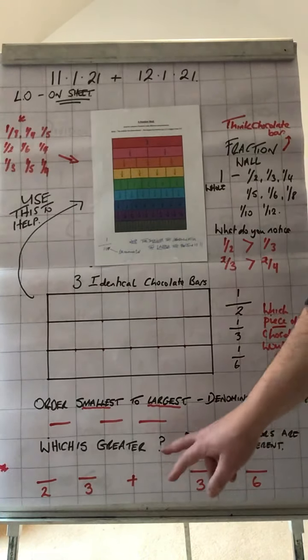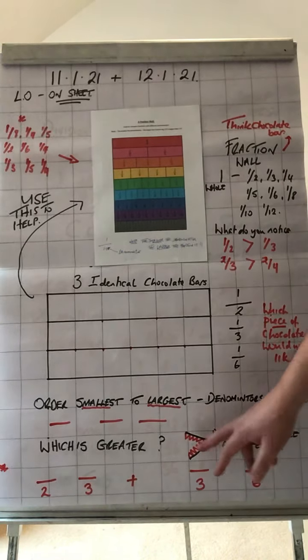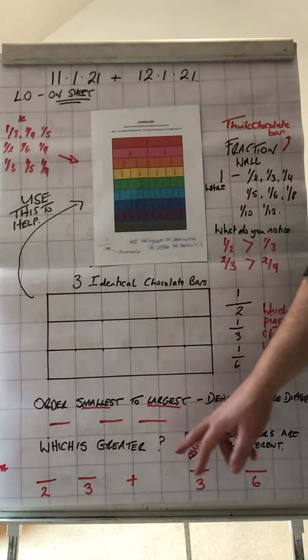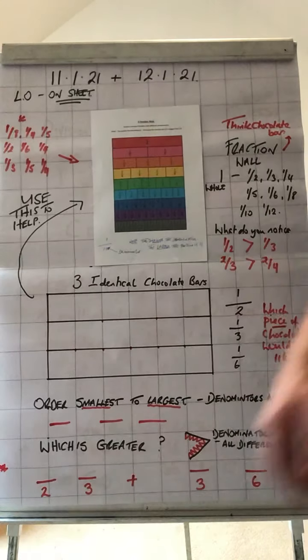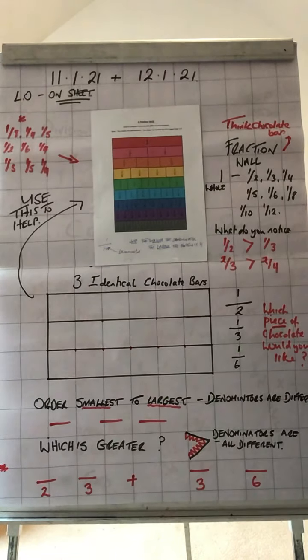On Tuesday, you're going to be using the crocodile teeth again, and you're going to be deciding which fraction is bigger or greater. Okay, and again, the denominator, i.e. the number on the bottom, will be different. So you have to work out which fraction is bigger. So let's go through this step by step.